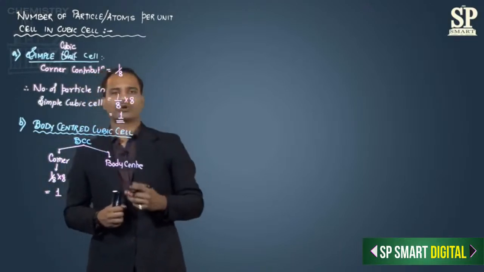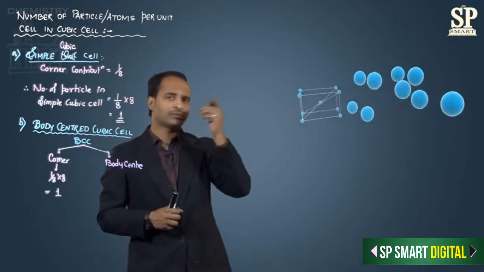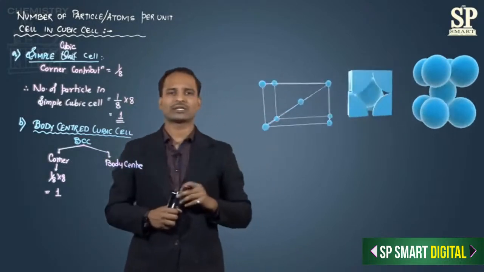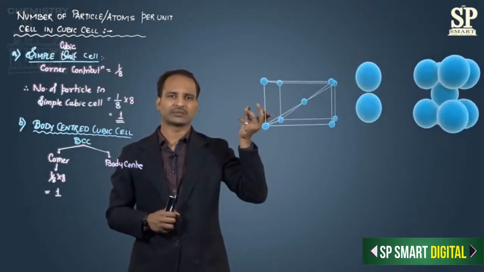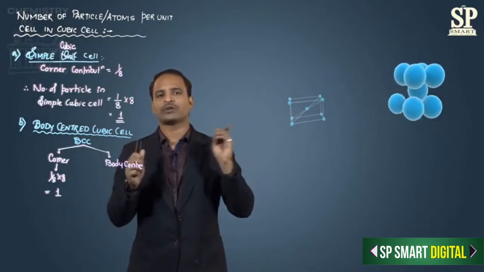Then what about the body center? In this body-centered cubic cell, you can see that the particle present at the center is totally a property of the same unit cell.